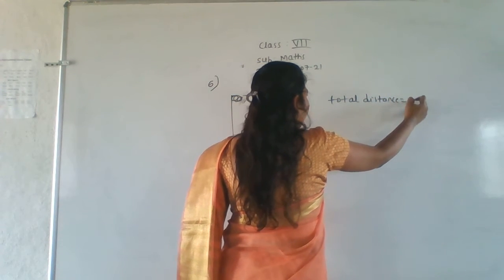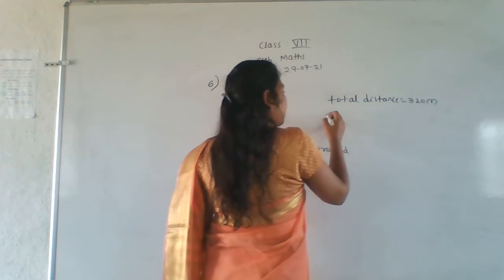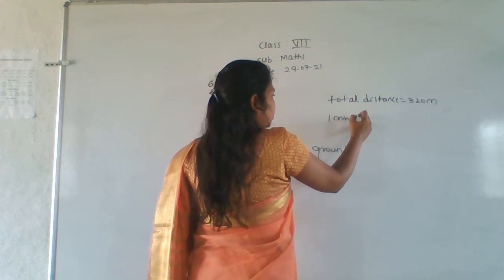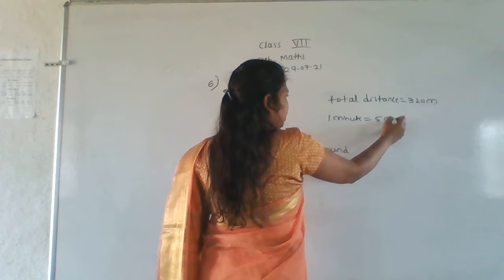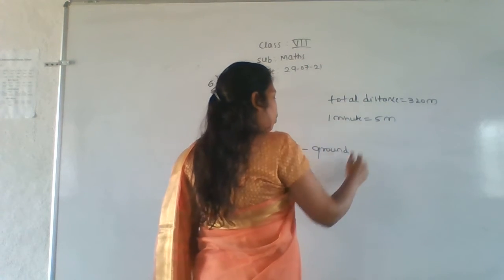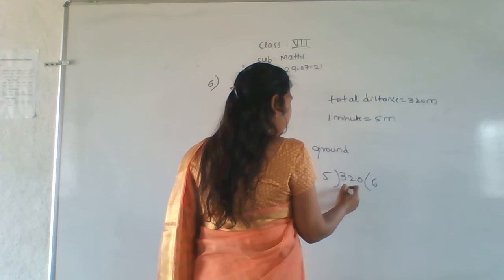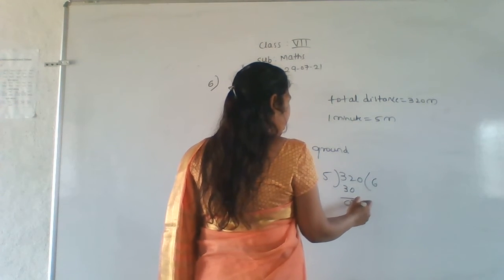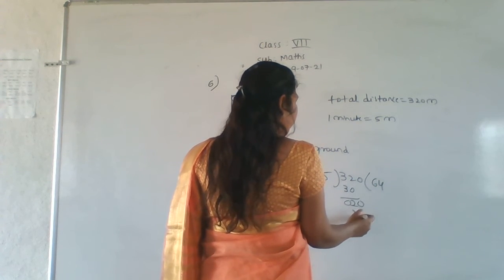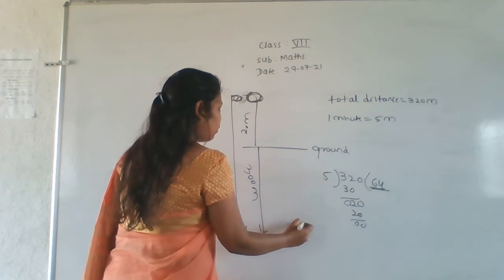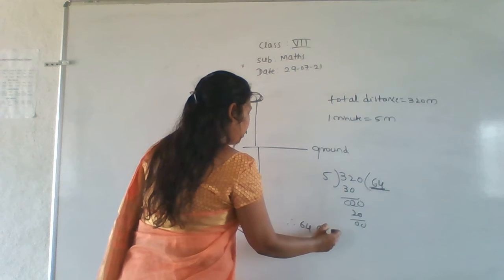Total distance is equal to 320 meter. Next, 1 minute is equal to 5 meter. We want to find the time, so now divide 320 by 5. 5 sixes are 30, and next, 5 fours are 20. So how many minutes here? Therefore, 64 minutes.